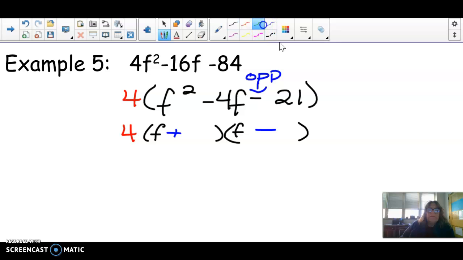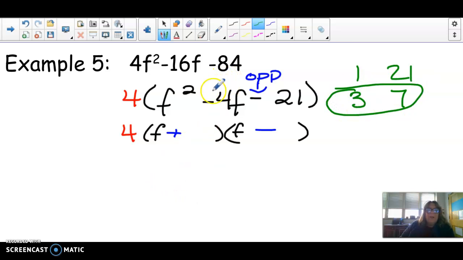Now we need to list some factors of 21. 1 and 21. 2 won't go into it. 3 times 7. Those are the only factors. So when we subtract and we get a negative 4, our factors are going to be 3 and 7. Remember, this is going to be the sign of our larger factor. So which one is our larger number between 3 and 7? 7 is going to go with the negative. The 3 is going to go with the positive.